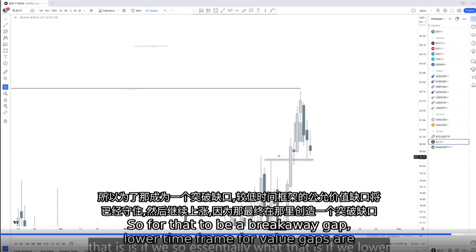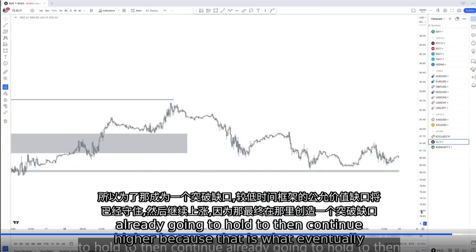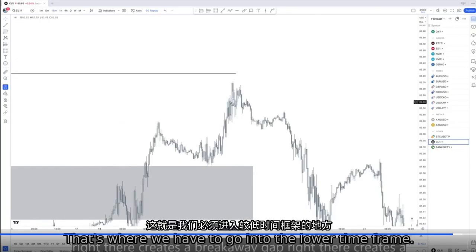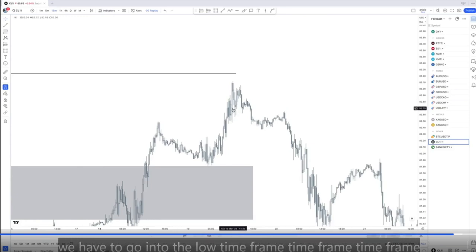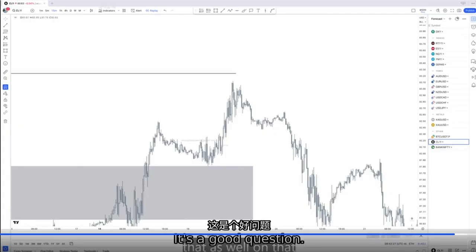So for that to be a breakaway gap, lower time frame value gaps are already going to hold to then continue higher, because that is what eventually creates a breakaway gap right there. That's where we have to go into a low time frame. Hopefully that makes a bit more sense. Let me know if there's another question on that as well. It's a good question.